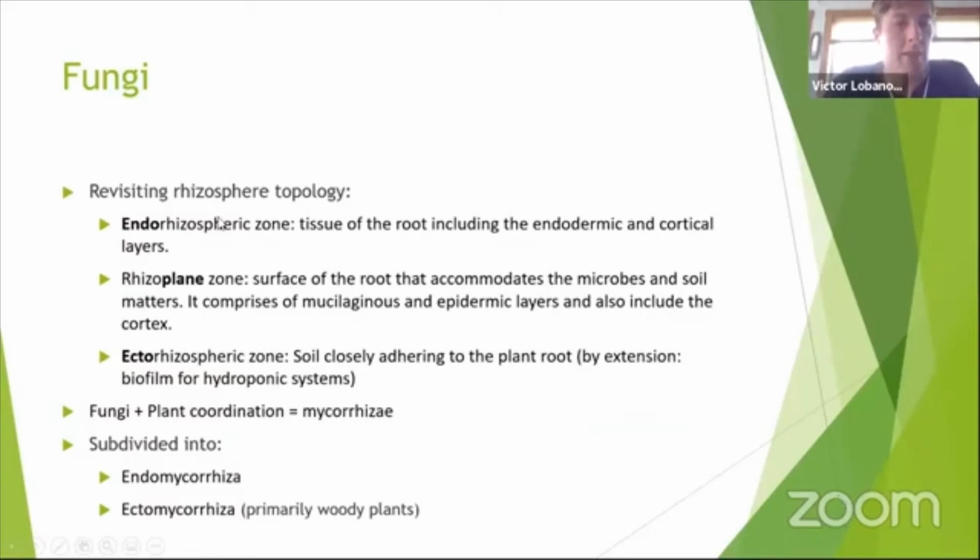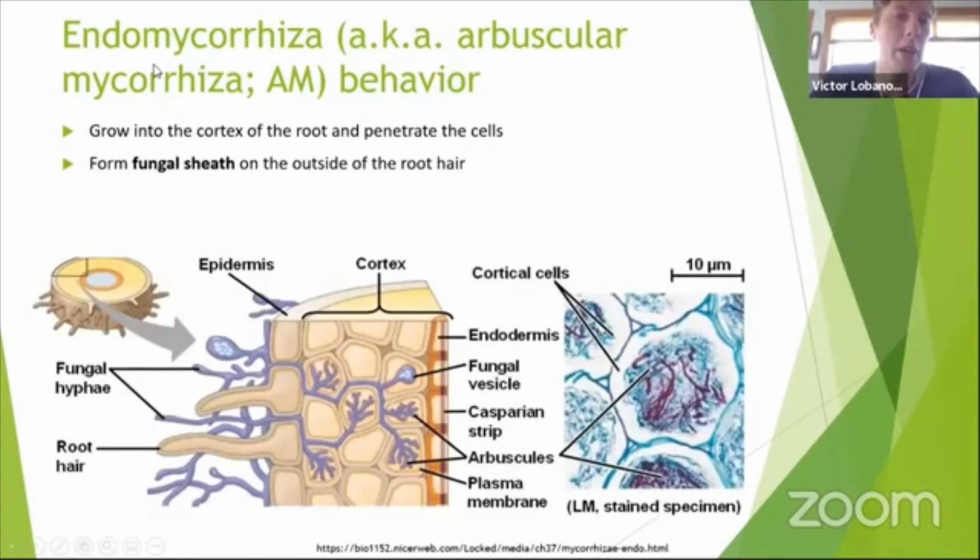Fungi can grow outside of the roots or inside the roots. We refer to them as endomycorrhizae if they grow inside the roots, or ecto if they grow outside. As far as we're concerned, the main thing to talk about here are endomycorrhizae, also called arbuscular mycorrhizae. I don't know why we have all these different names for them. You can call them AM, or you can call them endomycorrhizae. It's all the same thing.